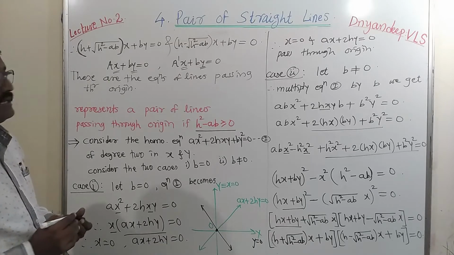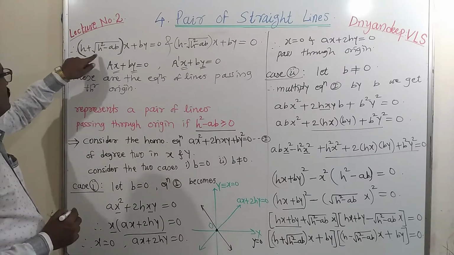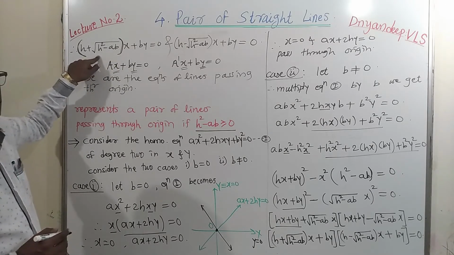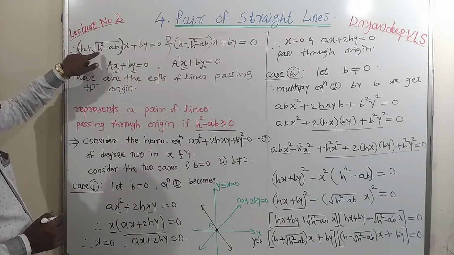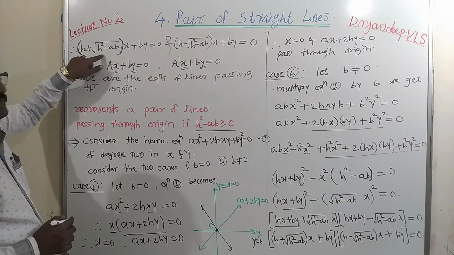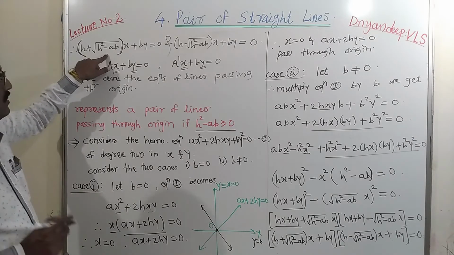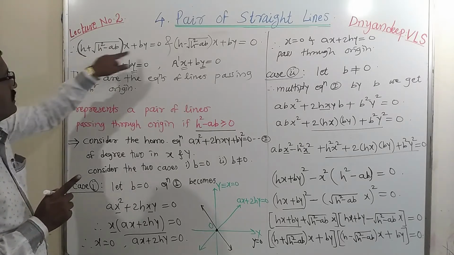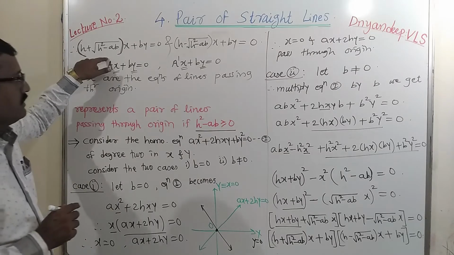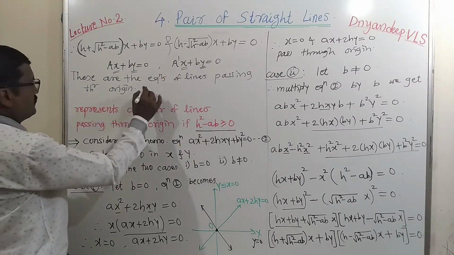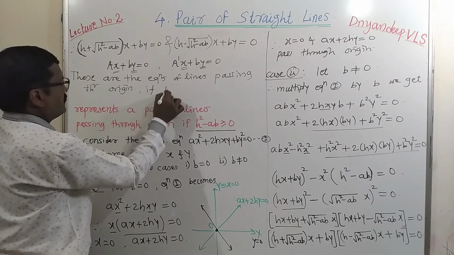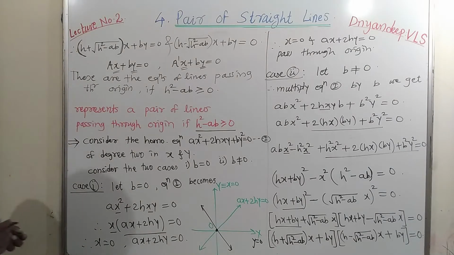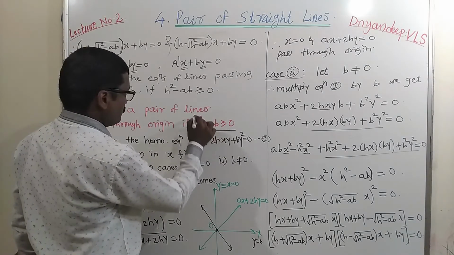And when these lines are real lines, the term root of h square minus ab appears here. This is the coefficient of x. If the value of h square minus ab is greater than or equal to 0, if it is not negative, then and only then this equation represents a real line passing through the origin. That's why this condition is given in the statement.